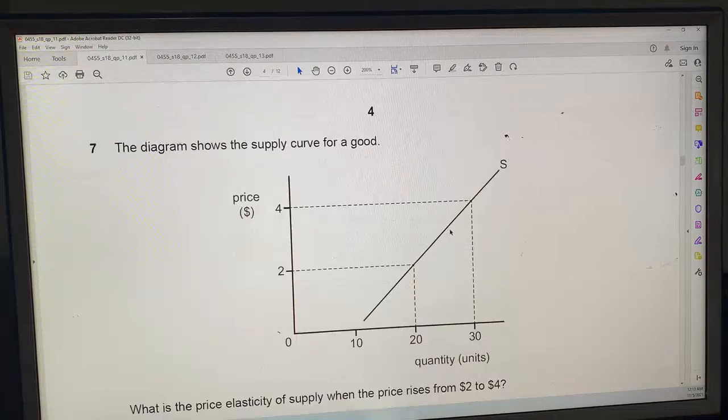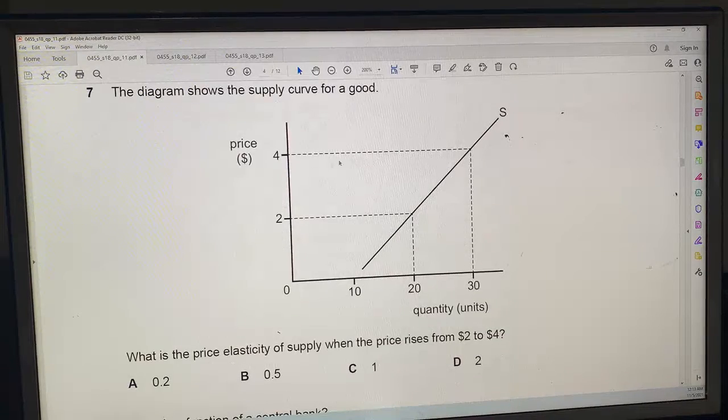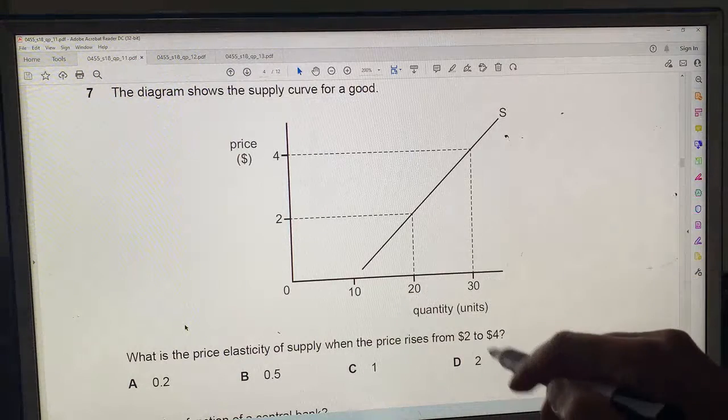Now we can do number 7. Here's the supply curve for a good. Oh, good. It's an elasticity problem. This should be easy. Let's see. I need a marker. Yeah, got one. Okay. What is the price elasticity of supply when the price rises from 2 to 4?